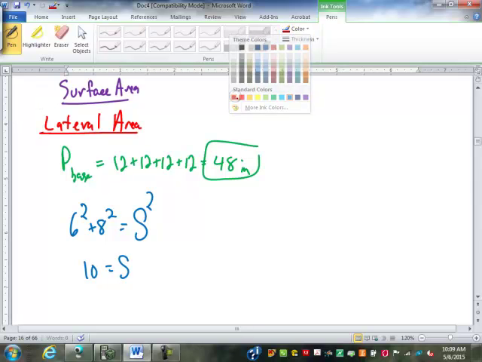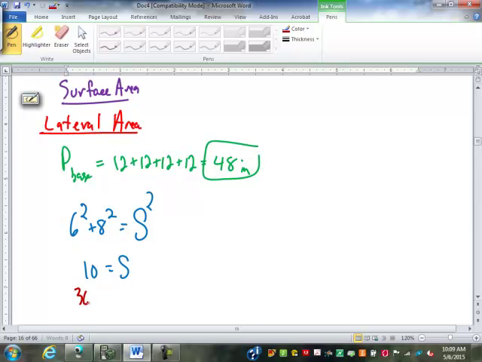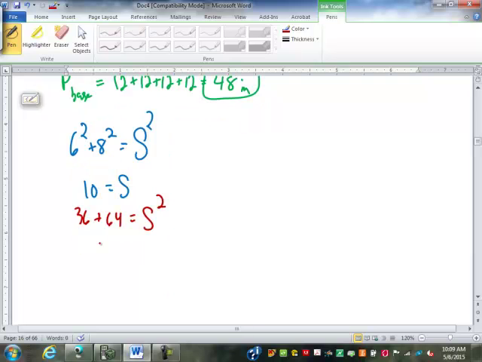Don't you have the square root of 10 though? Nope. This is going to be 36 plus 64 equals s squared. That adds up to 100 equals s squared. Oh, square root of 100 equals s, it's the square root that you were thinking of.